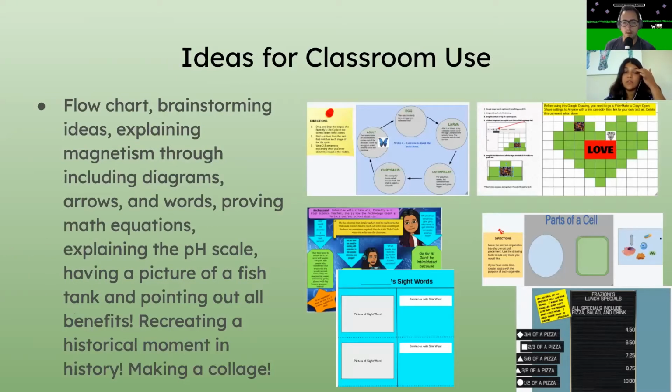And so here's just a page of the different ideas for classroom use that Marshall had just mentioned. And so your students could create a flow chart. They could brainstorm ideas. They could explain magnetism through including diagrams with arrows. They could put words. They could explain math equations. They could explain a pH scale, or they could put a picture of a fish tank and then explain everything that's going on with it.